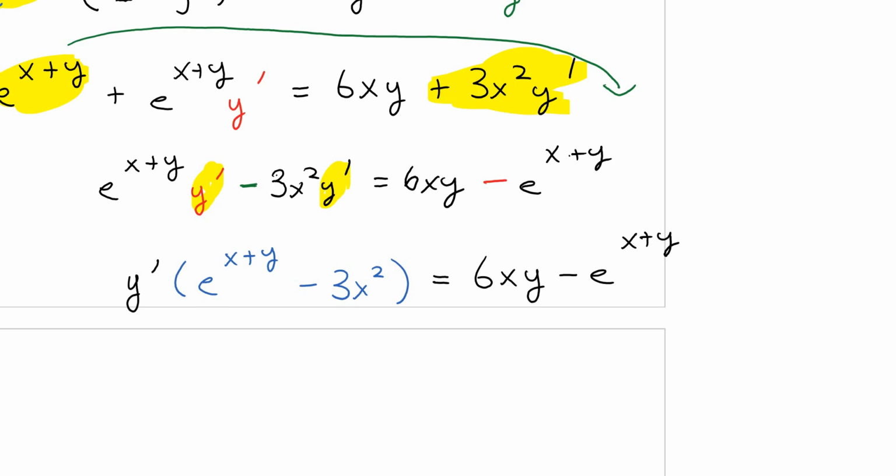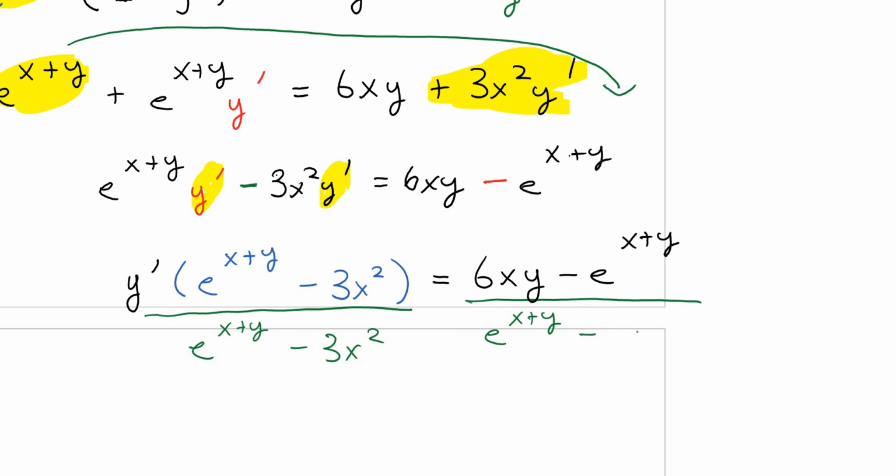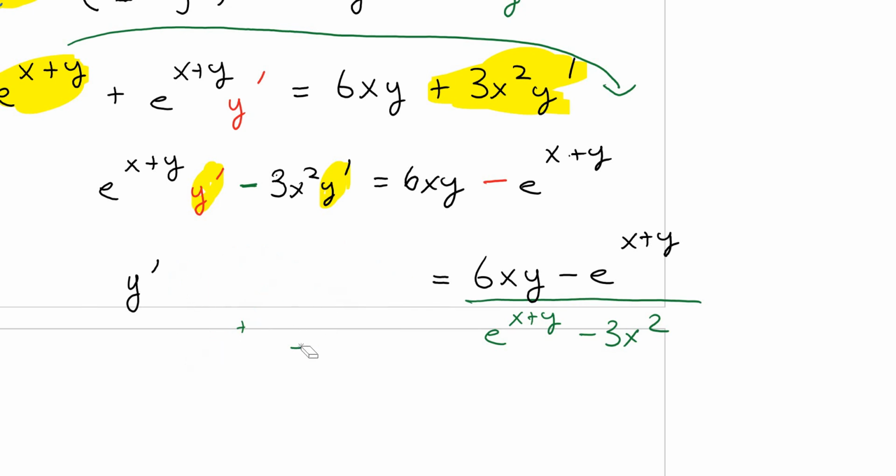And then we're almost done. I just need to divide both sides by e to the x plus y minus 3x squared. And then these guys just cancel off, so if I erase that, I'm left with y prime equals to that. All right, so that's my final answer right there.